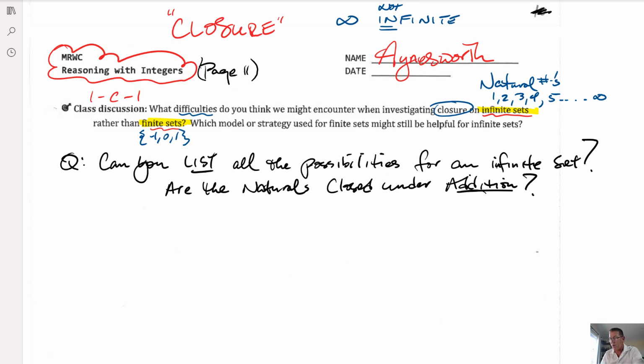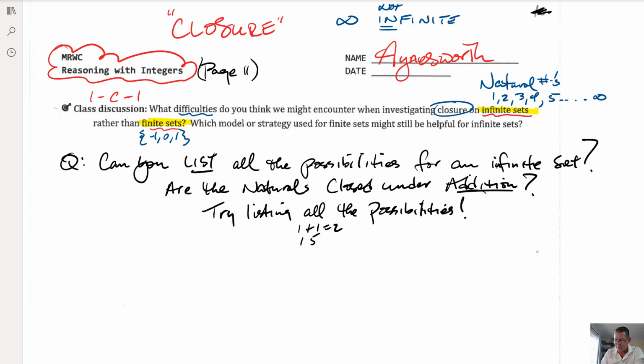Now the naturals, as I said, are the numbers from 1 to infinity, right? And so try listing them. Try listing all the possibilities. Because that's what we did earlier in our previous activity, right? So let's do it. 1 plus 1 is 2. 1 plus 5 is 6. 1 plus 8 is 9. 2 plus 100 is 102. 5 plus 10,001 gives you 10,006, right?